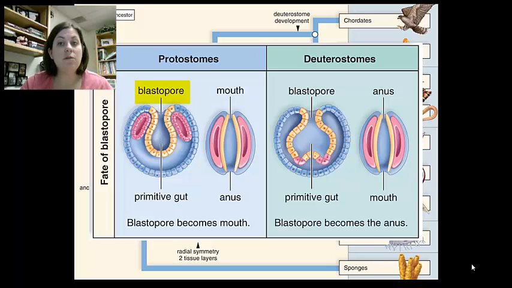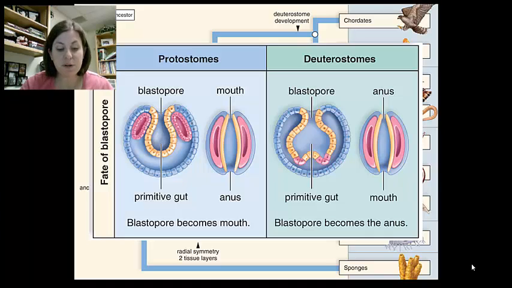Now, there's two forms of development that happens here. Protostome development is where that blastopore, that opening, becomes the mouth first. So the first opening in a protostome is the mouth. In deuterostomes, that blastopore becomes the anus. So the first opening made in the deuterostomes is the anus. There are only two groups that are deuterostomes. This is Echinodermata and the chordates, and we'll discuss them a little bit later.